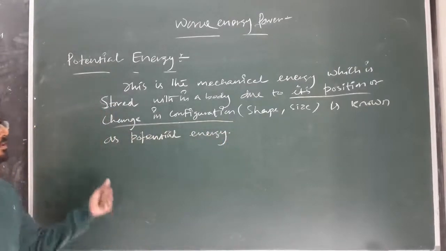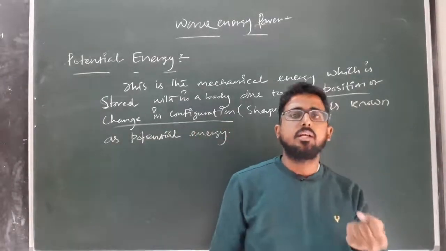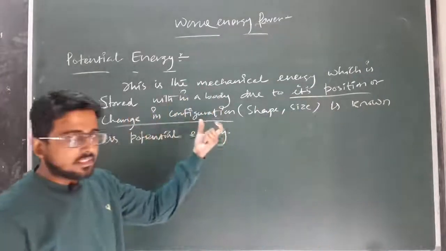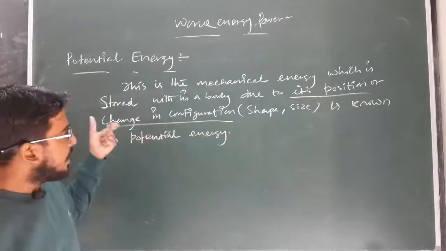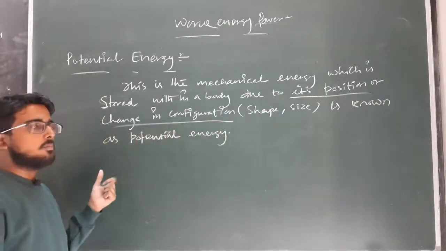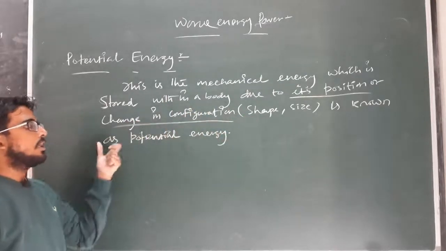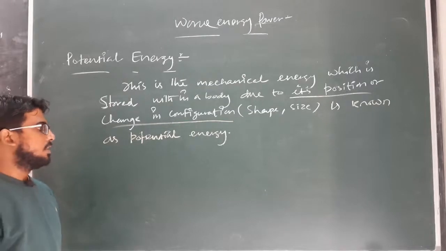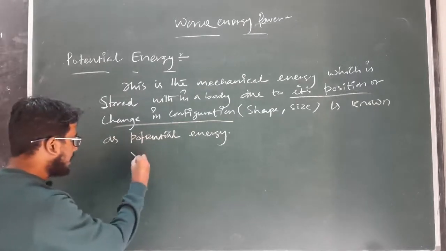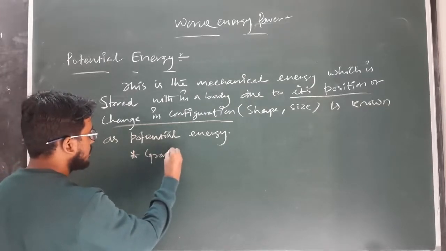Clear? If the body possesses some energy due to its position with respect to any reference point, then it has a certain amount of energy, and that energy is known as potential energy. Or else, if the body possesses some energy due to any change in its shape, size or configuration, that is also known as potential energy. So potential energy can be of three types. Number one is gravitational potential energy.